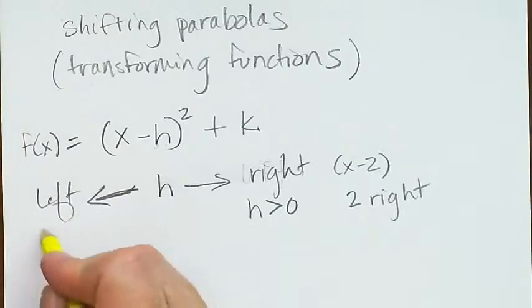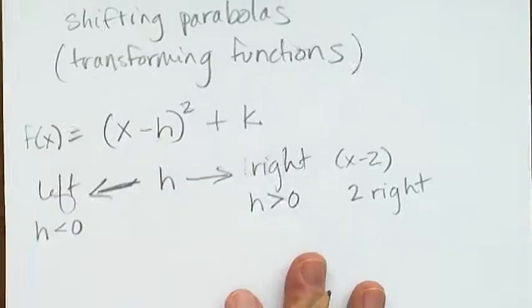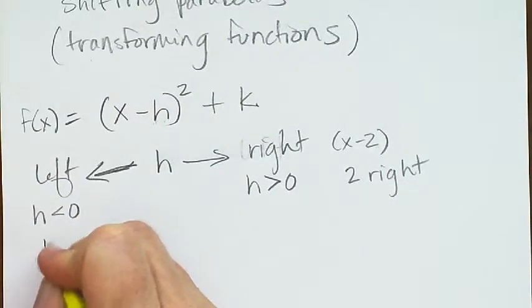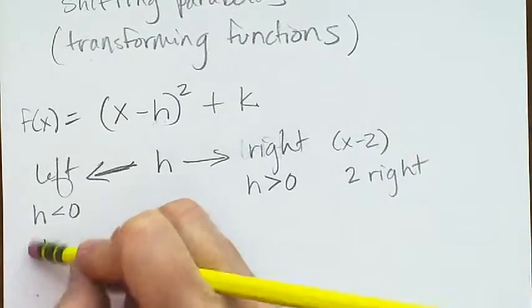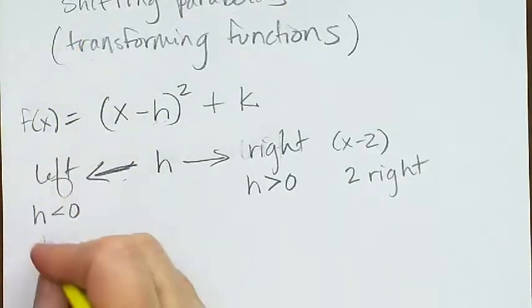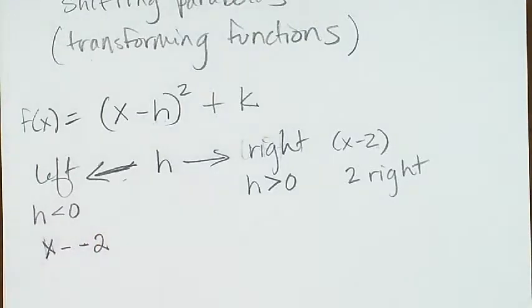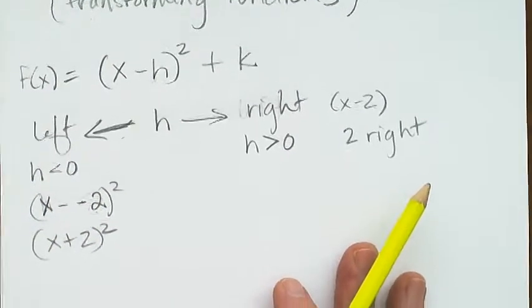When H is negative, for example, H is negative 2 would be x minus negative 2. They are never going to write that out for you. They're going to put x plus 2 squared and expect you to know that that's x minus negative 2. H is negative, so it's moving to the left. That's the hardest part of this exercise.